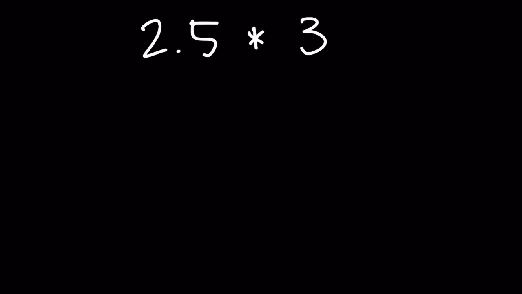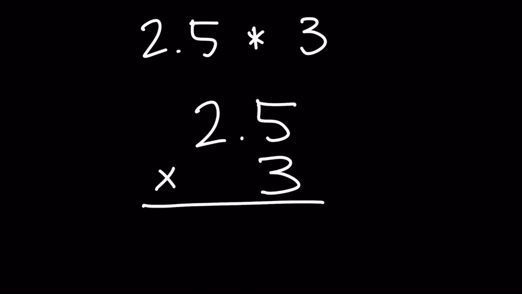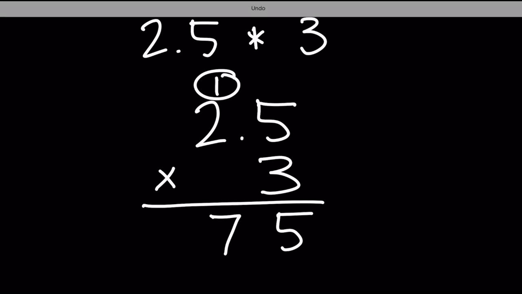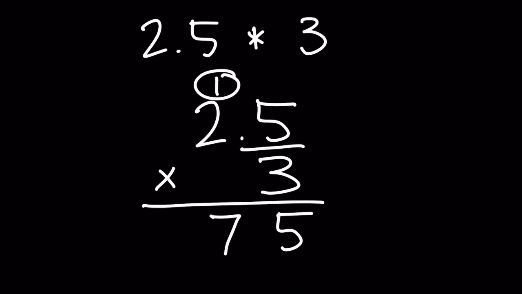How do we multiply 2.5 times 3? For multiplication, we do not need to line up the decimal places. We can just multiply them like normal, and then we add the decimal place in afterward. 5 times 3 is 15, and then 2 times 3 is 6, plus the 1 is 7. Now, what do we do with this decimal place? You have to see how many digits are after the decimal place. In this case, it's only 1, so we count 1 digit and place the decimal point there.